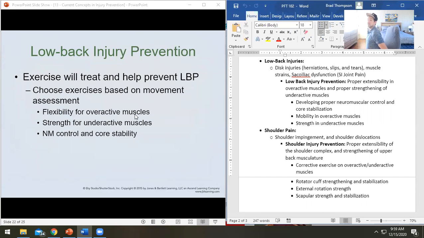If you see someone who is an excessive forward leaner, and we know that it's not because of the calves, and it's being caused by tight hip flexors, tight abdominals, and weak low back and glute muscles, we've got to get that person to strengthen and pull them back upright. Flexibility for the overactive stuff, strengthening for the underactive stuff, and then neuromuscular control and core stability. So lots of core exercises that are focused on core stabilization.